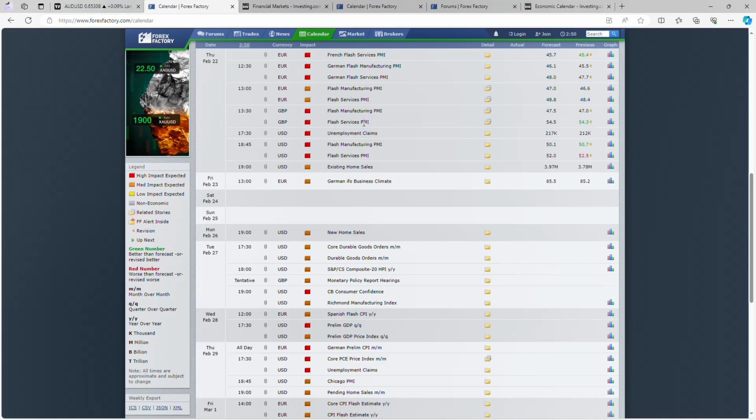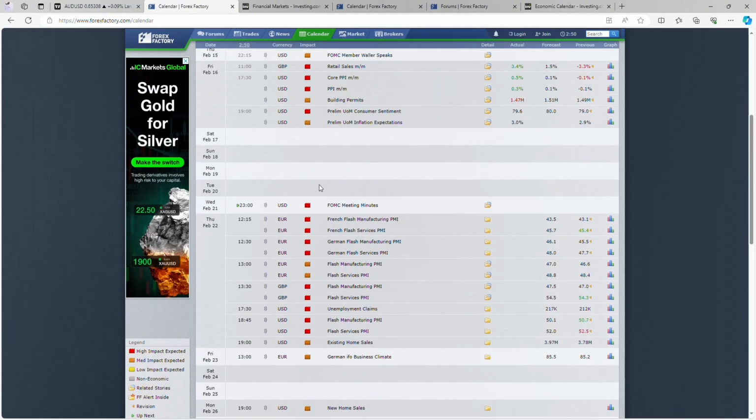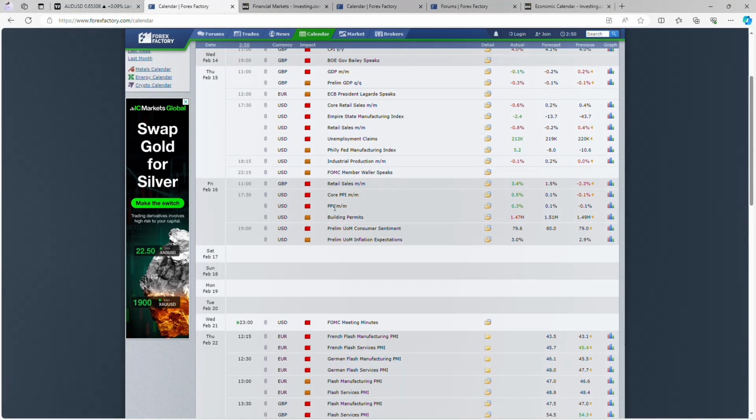Flash Services PMI, you write the name down. Flash Manufacturing PMI, you write the name down. They are always in red folder, okay? You come over here, you see PPI month on month, you write it down, always in red folder. Core PPI month on month, write it down, it's always in red folder. These are powerful news events. Retail sales, these are powerful news events, write it down. Even this one, FOMC member Waller speaks, write it down, powerful news events.